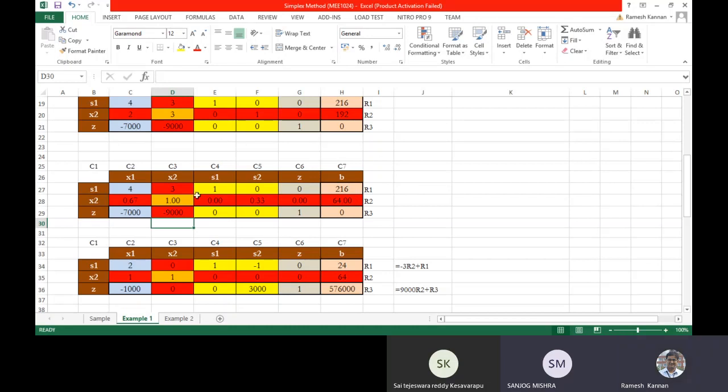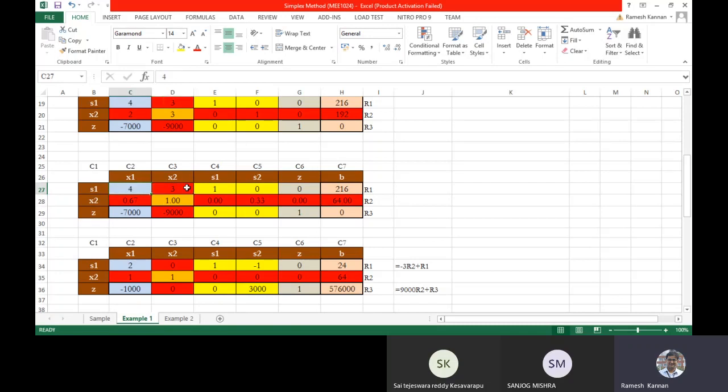Okay, so I repeat: we have made the pivotal element 1. Then after that, we have to make the other cells of the key column 0. In this case, you see this is number 3. How do we make 3 become 0? Add minus 3 to it, so it becomes 0. Which means minus 3 into R2 plus R3 will become 0.